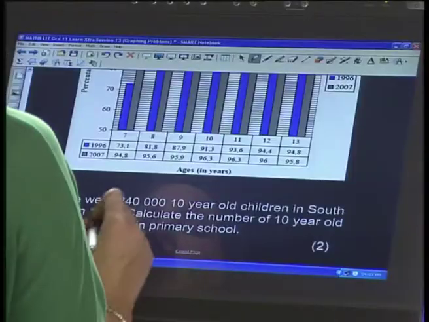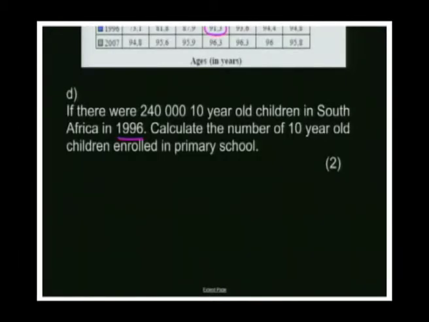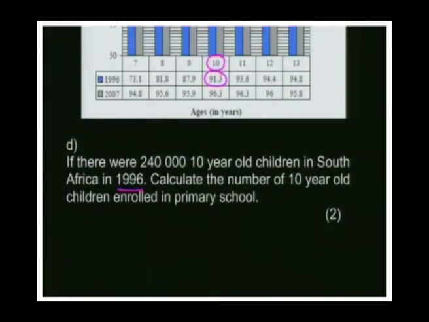Question D. If there were 240,000 10-year-olds in South Africa in 1996, calculate the number of 10-year-olds enrolled in primary school. Right, so we are looking at 10-year-olds, and we are looking at our 1996 figure. We get asked, basically, for 91.3% of 240,000. Because we get told that there are 240,000 kids who are 10 in the whole of South Africa, 91.3% of these are enrolled in school. How many is the actual number that is enrolled in school?